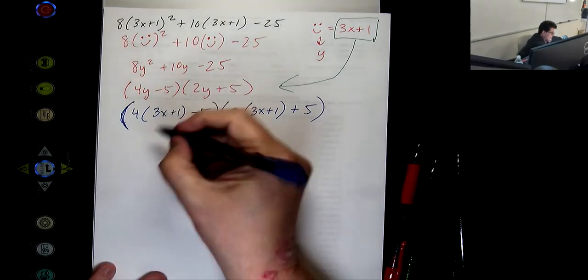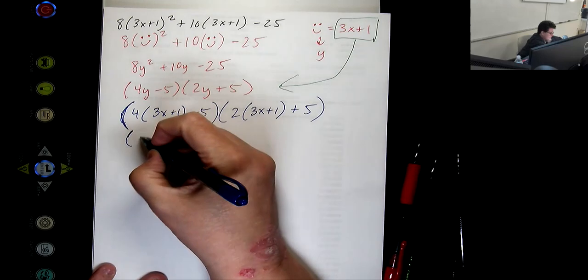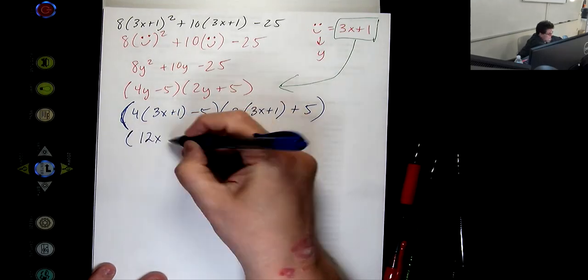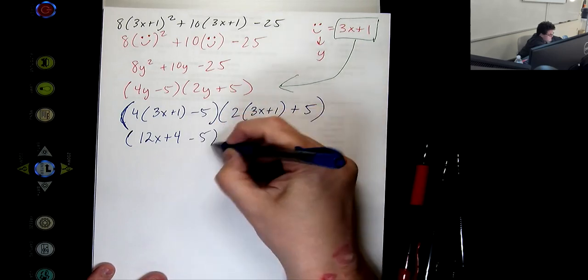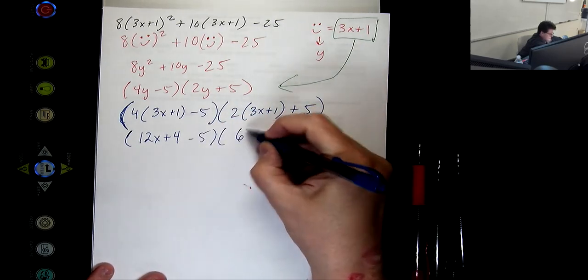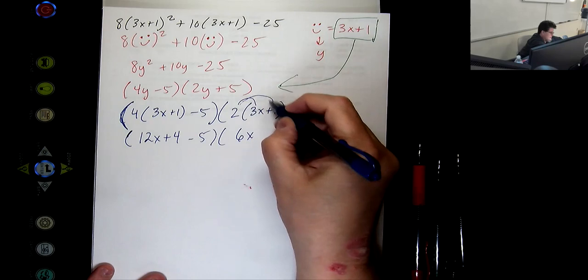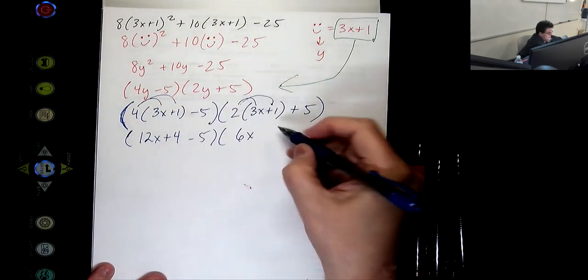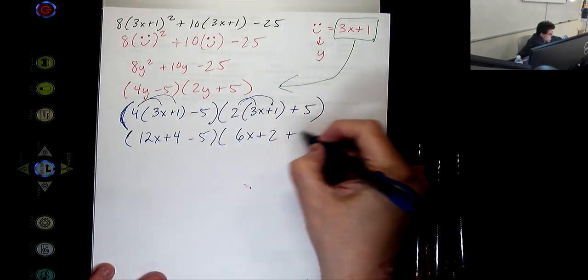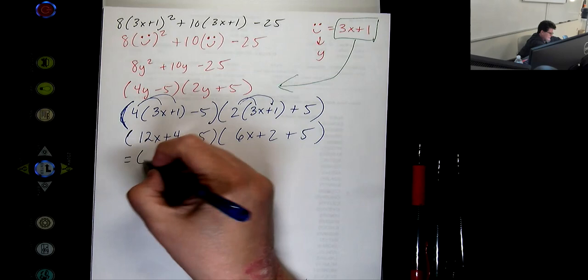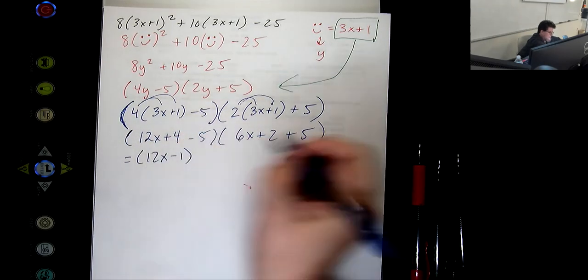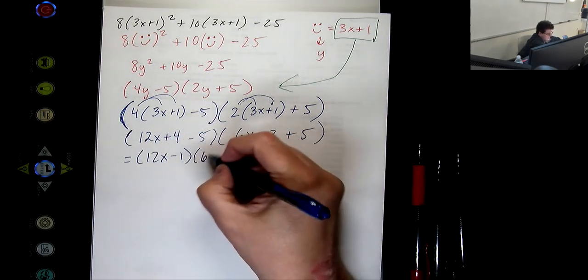And you'll want to multiply that out. 4 times 3x is 12x, and then I've got 4 times 1 is plus 4. And I'm just distributing these right here. We clean this up, we get 12x minus 1 times 6x plus 7.